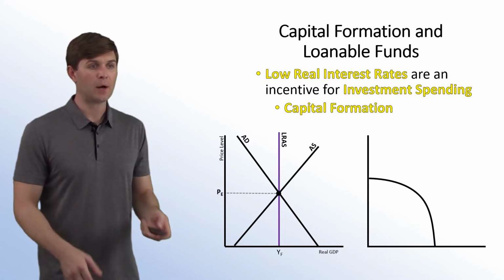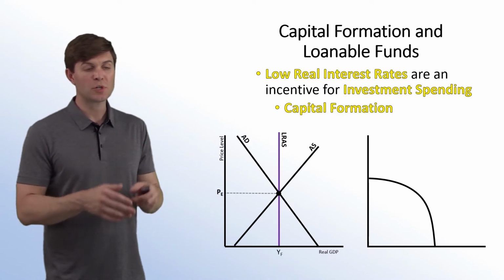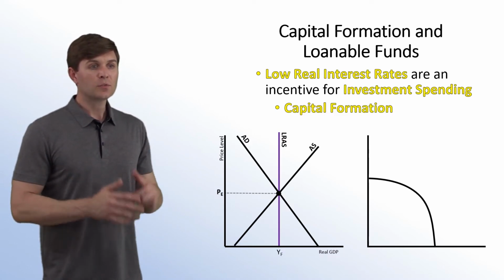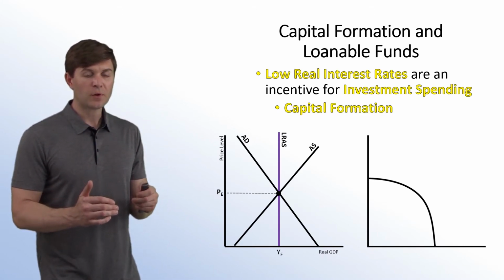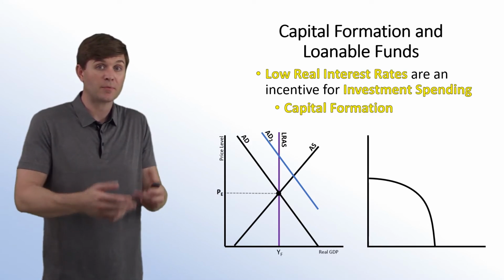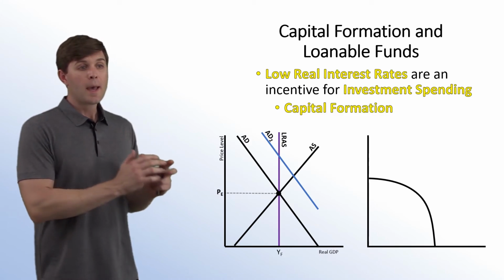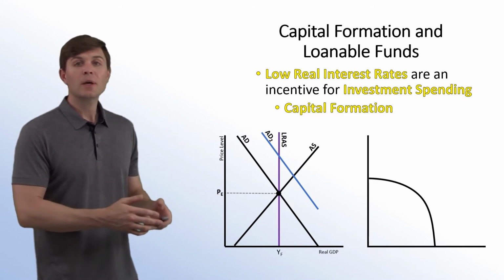So how does this play out? In the model to the left, we see our aggregate supply, aggregate demand. We are producing real GDP at potential GDP. So those low real interest rates are going to cause aggregate demand to increase. Why? Because investment spending goes up. Investment spending is a key component of aggregate demand, C plus I plus G plus NX. So that aggregate demand shifts to the right.